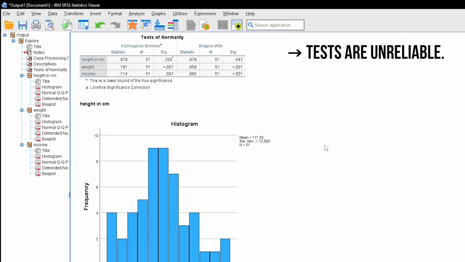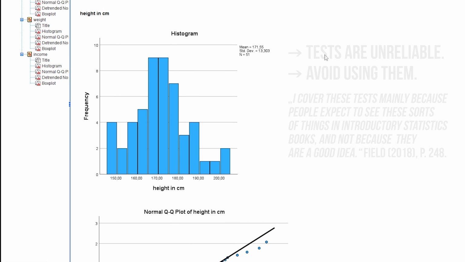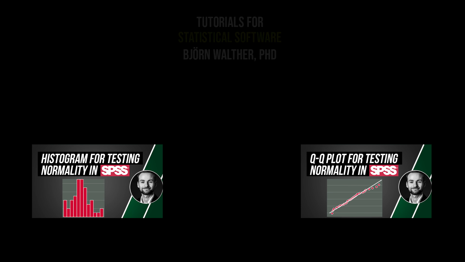Because of this unreliable testing, it should be standard procedure to not evaluate normality using only the KS and/or SW test. I would even go as far as to say abandon those tests, as many others suggest, for instance Field on page 248. The histogram, or even better, the QQ plot should be preferred, which is explained in the following video.